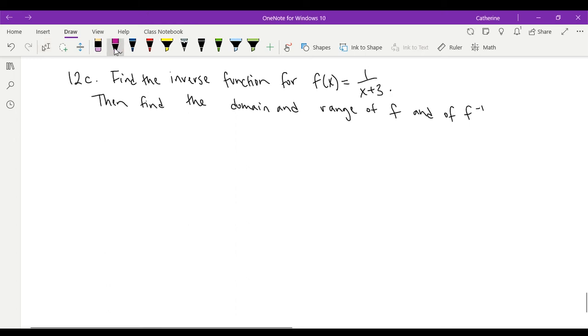Find the inverse of this function f of x equals 1 over x plus 3. Let's first rewrite it this way with y. And then we're going to switch x and y. Get x equals 1 over y plus 3. So now to solve for y, we'd first want to multiply this denominator over on both sides.